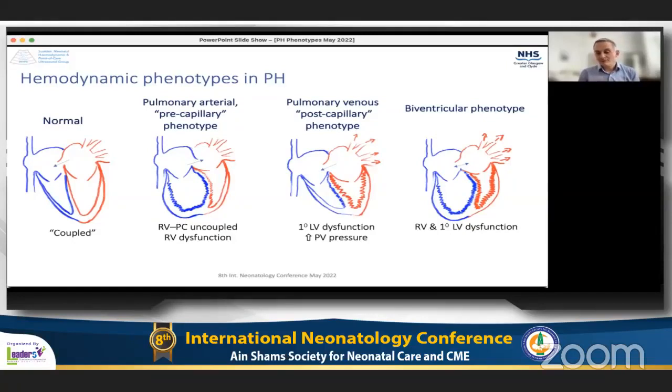The third panel represents one of primary left ventricular dysfunction, giving rise to increased left atrial and pulmonary venous pressure. We might call that a pulmonary venous or post-capillary phenotype. In this situation, the atrial shunt may actually be left to right. And then the final diagram on the right-hand side represents a composite situation where we see biventricular dysfunction, with dilatation and dysfunction in the right and dysfunction in the left ventricle, giving rise to a combination of pre and post-capillary increases in pulmonary vascular resistance. And it's important that in individual patients, we understand which phenotype is present because it will affect our therapeutic choice.